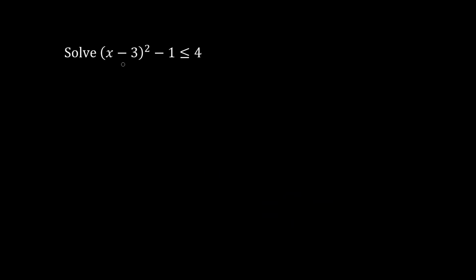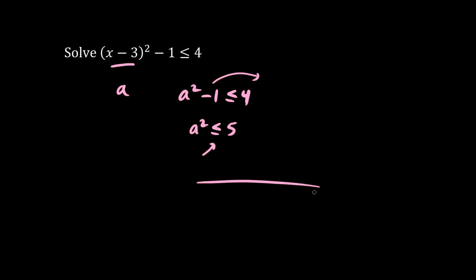Let's solve this quadratic inequality by setting x minus 3 to be our a value. We have a squared minus 1 is less than or equal to 4. Adding 1 to both sides, we have a squared is less than or equal to 5. When we have something squared is less than or equal to some number, we take the square root of this number on a number line. We have the square root of 5 as the larger answer, and the other critical value is negative root 5. And less than means between these two values.